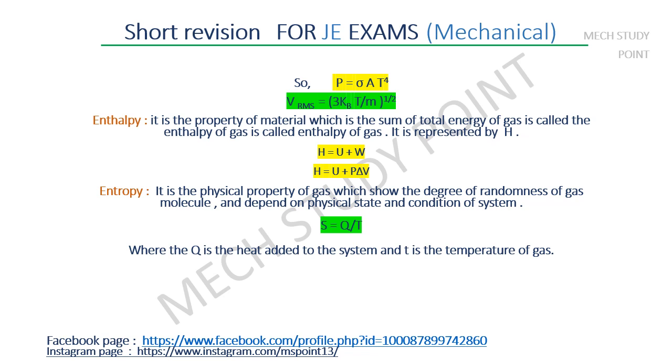So the VRMS value of velocity is root of 3kT upon m.